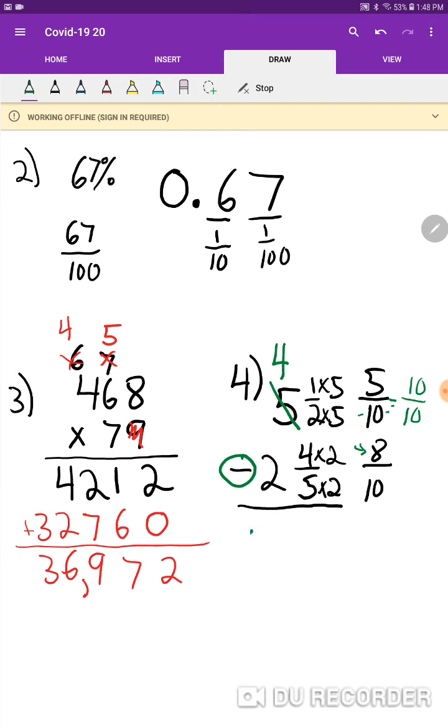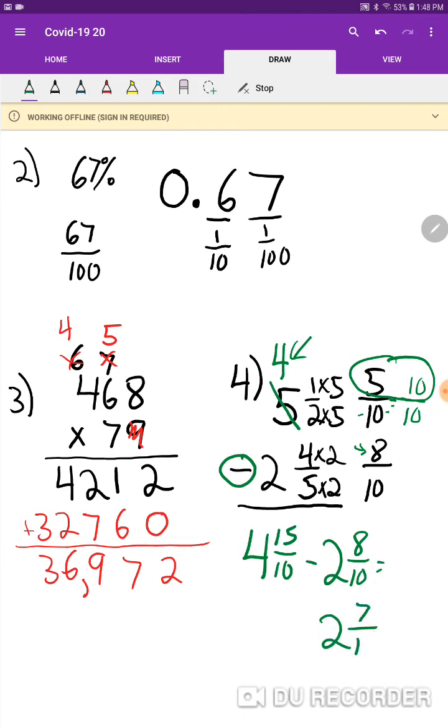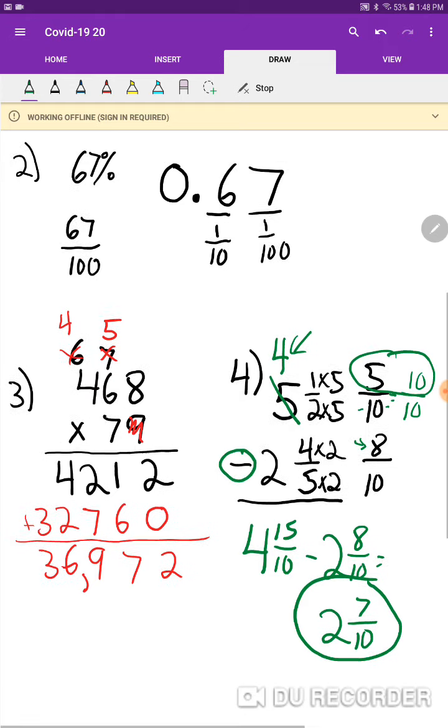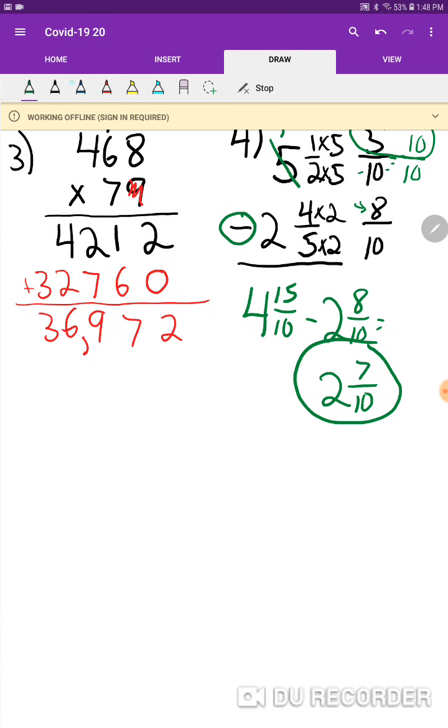So what do we have when we write it sideways? 4 and 15 tenths now, because now we have enough. Take away 2 and 8 tenths equals 2 and 7 tenths. All right, and my last one. Switch colors again. We'll go to blue. Number 5 was a word problem.